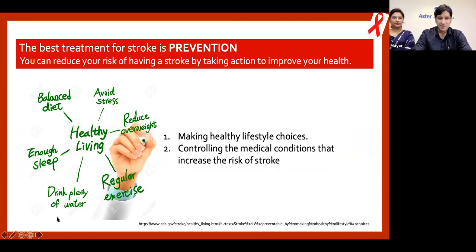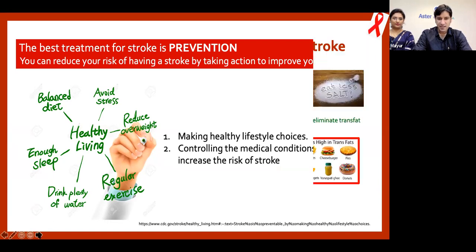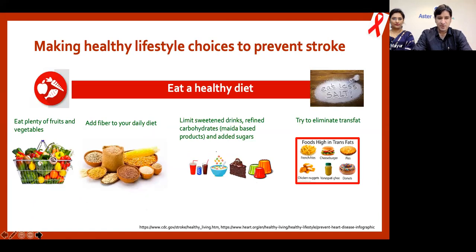So the lifestyle measures basically consist of consuming a balanced diet, avoiding stress, reducing the weight, keeping the weight under control, exercising regularly, drinking plenty of water to maintain adequate hydration, and getting enough sleep. So this constitutes a healthy living. By doing this, the risk of stroke is reduced. And apart from that, if the patient has risk factors like hypertension, diabetes, these should be controlled.